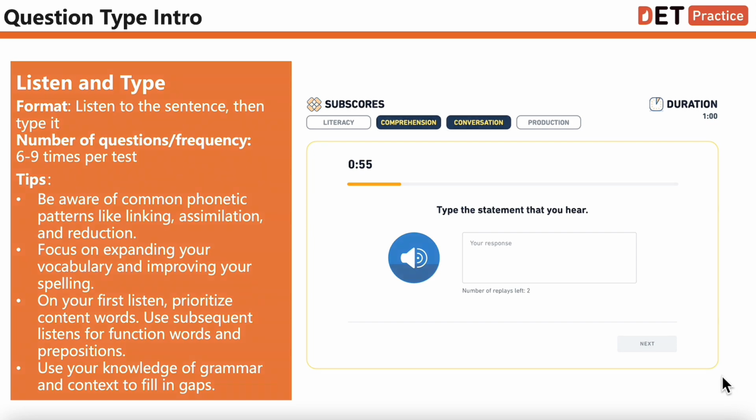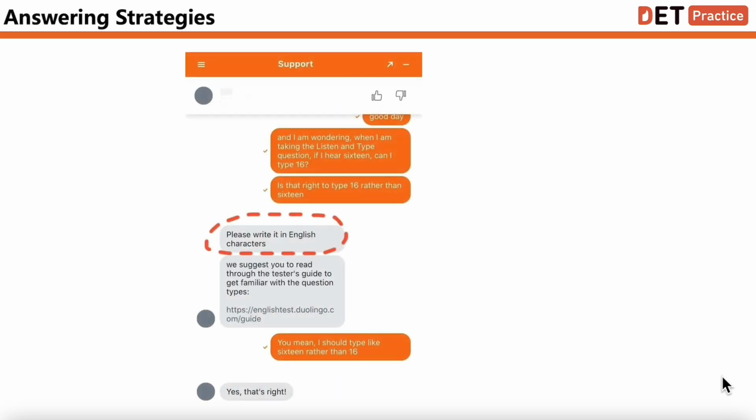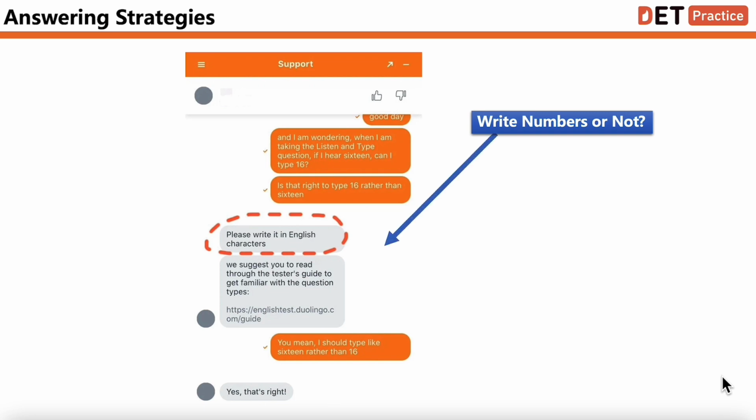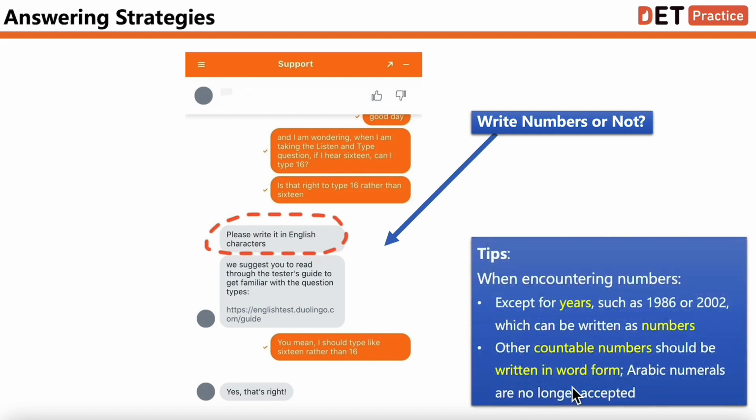Before that, let's address a common question from many students. What should we do when we hear numbers? Should we write them as numerals or spell them out? Let's look at the official guidance. The official answer is to write them out using English words. This means we should write numbers as words, not numerals. If you encounter years, such as 1986 or 2002, you can write them as numerals. For other types of numbers, write them out as words. Do not use Arabic numerals. For example, if you hear 16, write it as a word, not as the number 16.